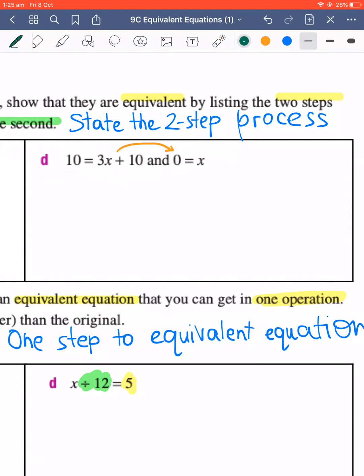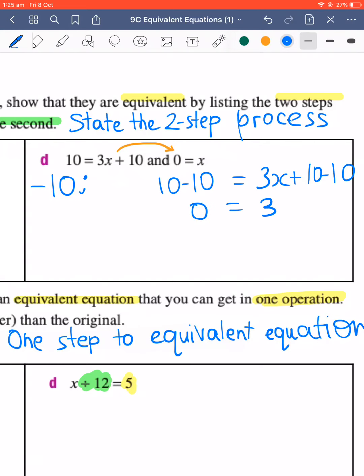So remember, we're after that kind of reverse operation. So let's try minusing 10 to start off with. So 10 minus 10, and then I've got 3x plus 10 minus 10. So 10 minus 10 does indeed give me 0. And then I've got 3x, because 10 plus 10 minus 10, they cancel each other out. So now I've got 0 equals 3x, but I have to get the 3x by itself.